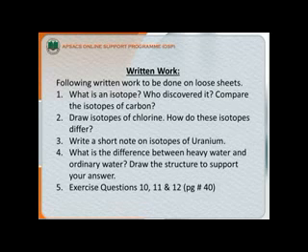Dear students, you have to solve exercise questions as well. Question number 10, 11 and 12. On page number 40 they are given.